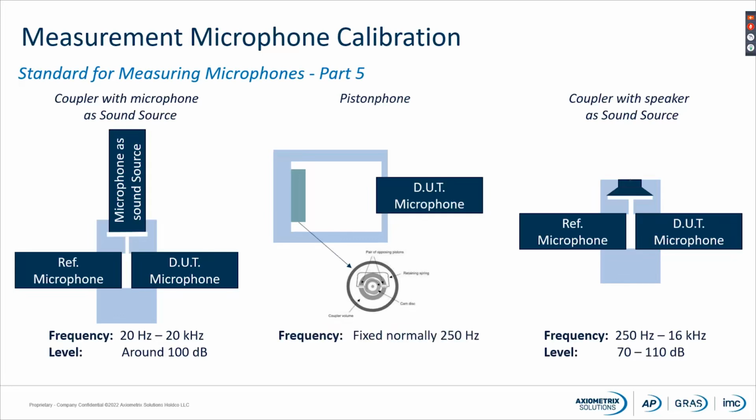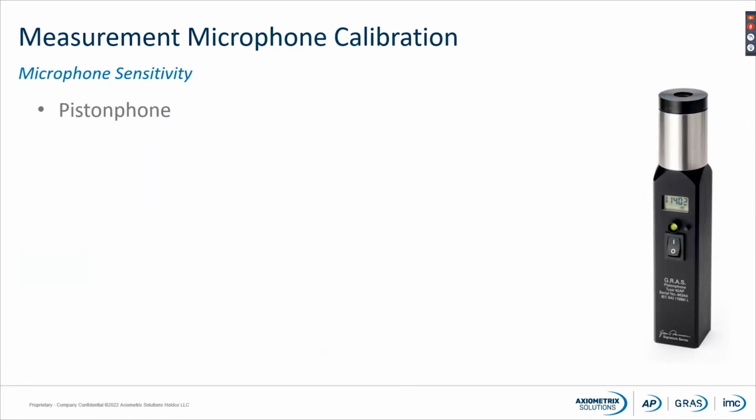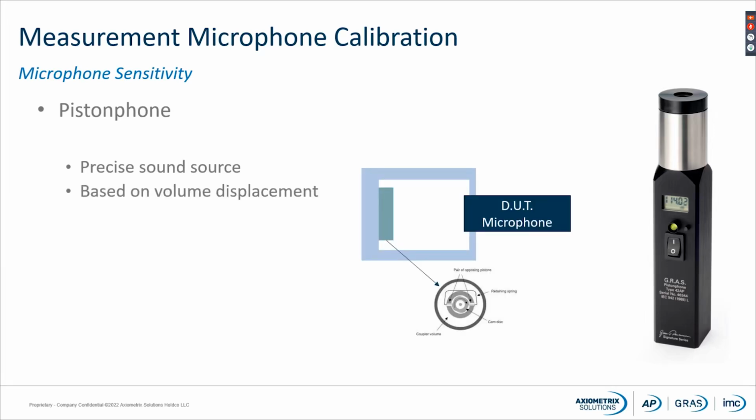The piston phone is a fixed frequency, normally 250 hertz. Level, it could be 94 dB, it could be 114 dB, or even higher, 134 dB. 114 dB is more or less standardized. We will have a closer look at the piston phone. So let's look here at next slide. The piston phone is a very precise sound source, as I mentioned. It's based on volume displacement. We talked about that before.